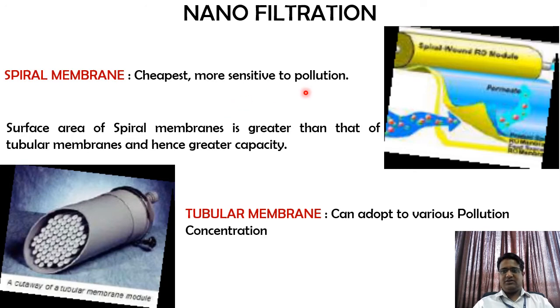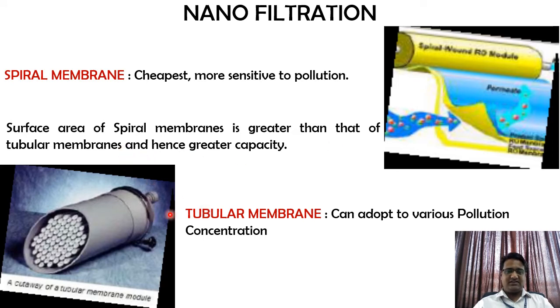Spiral membrane. So you can check it out. These spiral membranes will be something similar to a sheet, where the passage of water will be there and it will pass through to the other side. These are quite cheap, but they are more sensitive to pollution. That is, you cannot have much concentrated water passing through these membranes.